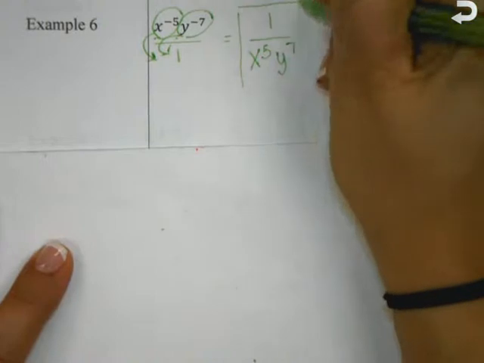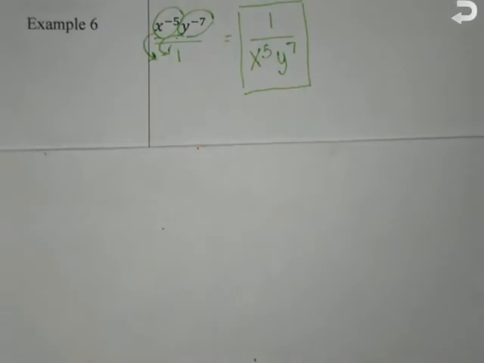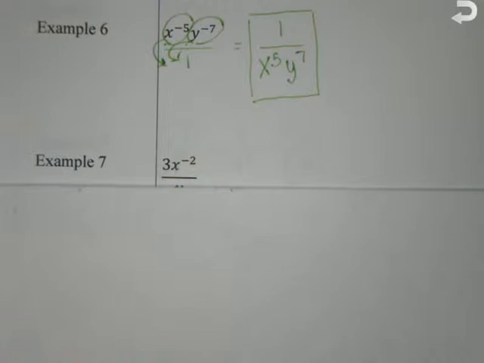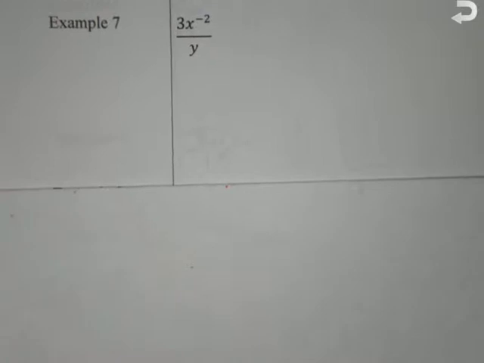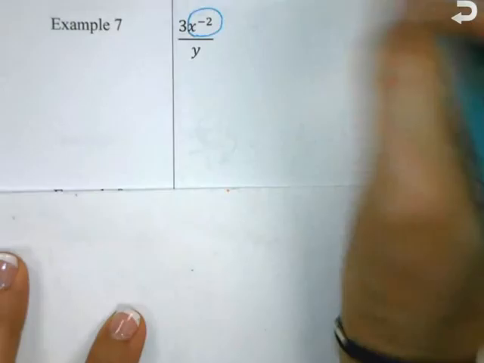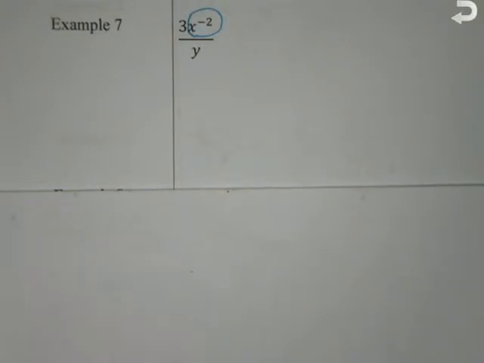Example 7. This is what you're going to most typically see. 3x to the negative 2 all over y. Where do you see a negative exponent? Just the x. Is the 3 attached to that? No. So circle the x to the negative 2, and the negative means it's in the wrong spot, so where should it be? On the bottom. Does the 3 have to move at all? Does the y have to move at all? Why?